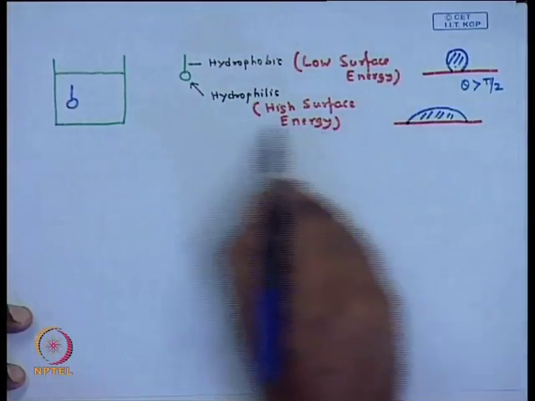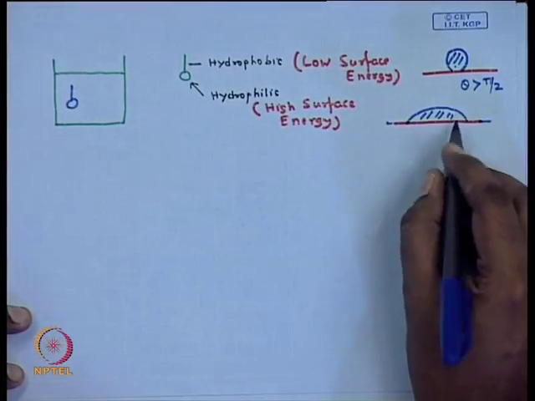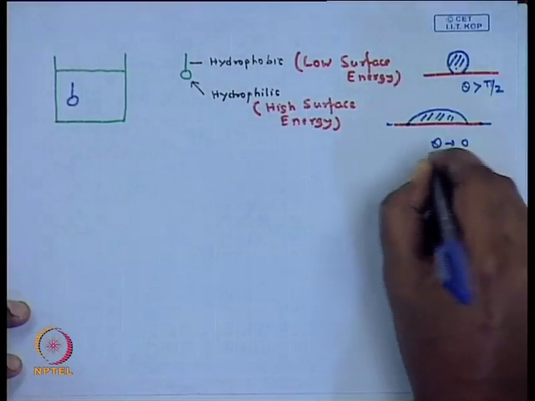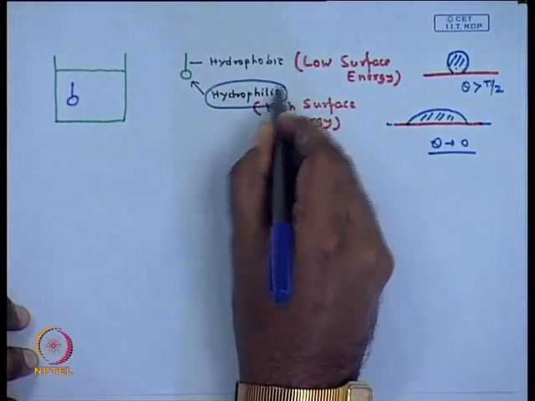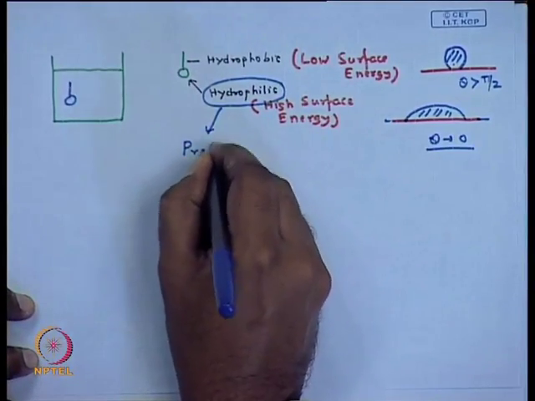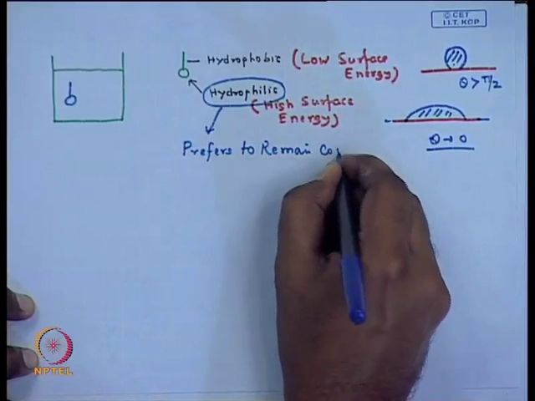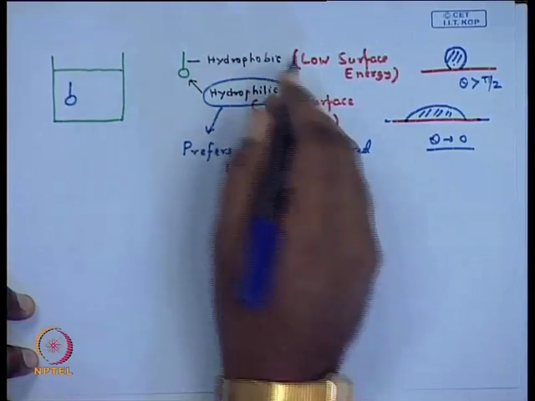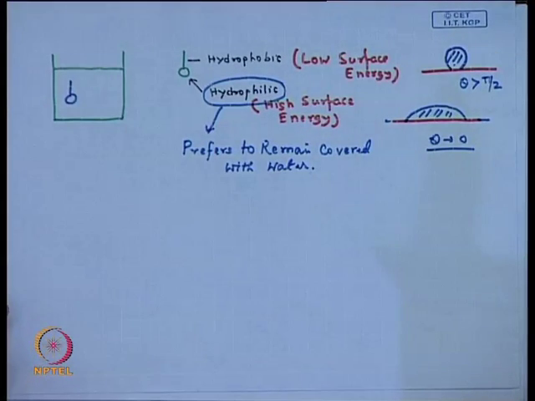In contrast, on a surface made of this material, water will preferentially spread. Even if there is a finite theta, that will definitely be close to 0 and less than pi by 2, or maybe theta can tend to 0. What does it mean? This means that this surface prefers to remain covered with water. In contrast, this surface prefers to remain exposed to air rather than getting covered with water. Okay.